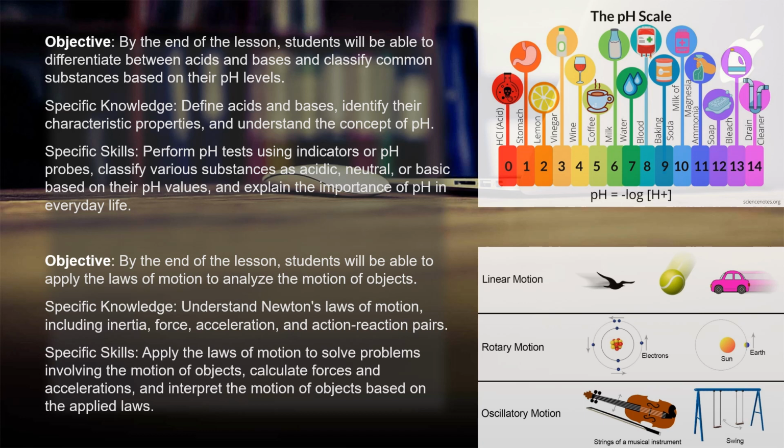Setting clear objectives helps both the teacher and students to focus their efforts and have a clear understanding of what needs to be achieved during the lesson. It provides a roadmap for instruction and ensures that students can grasp the specific knowledge and skills outlined in the objectives.